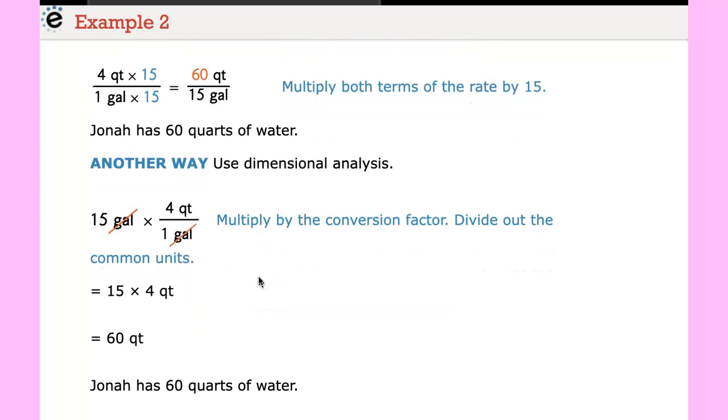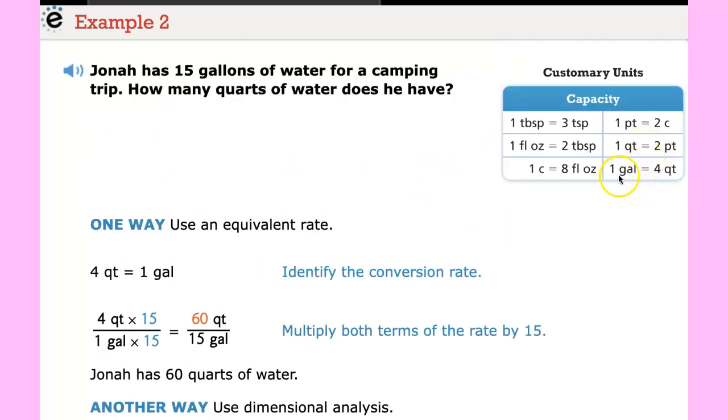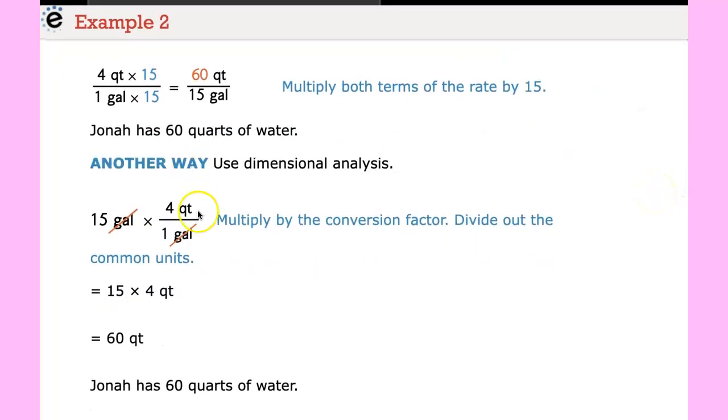We can also use dimensional analysis to solve this problem. We know that 15 gallons is what we're starting with, and we need to find how many quarts. There is a relationship between quarts and gallons in our first table here: 1 gallon is 4 quarts. So we could use that and then cancel the gallons. It means you multiply 15 times 4, which gives you quarts, and 15 times 4 gives us 60 quarts in all. So Jonah has 60 quarts of water. We could use that way of solving this problem.